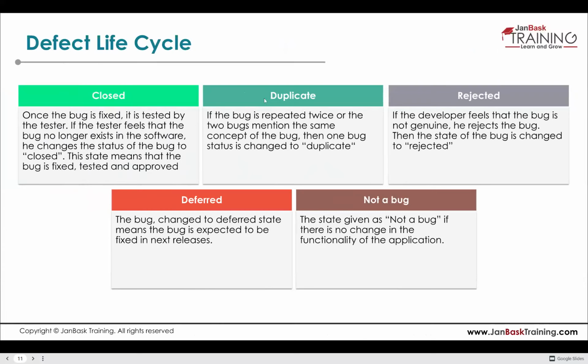Duplicate: if the bug is repeated twice or the two bugs mention the same concept of the bug, then one bug status is changed to duplicate. Rejected: if the developer feels that the bug is not genuine, that means invalid, he rejects the bug, then the state of the bug is changed to rejected.